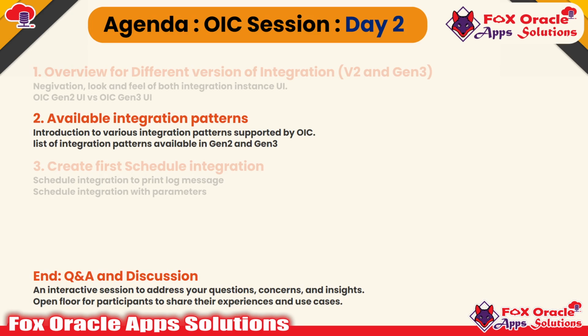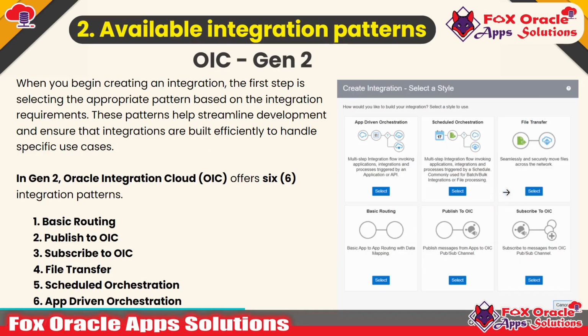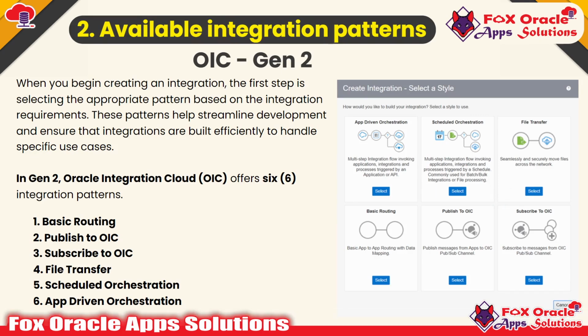When we say patterns, you can consider them as types. So what types of integration are available in Oracle Integration? Let me first show you Generation 2. In Generation 2, we have a total of six types of integrations, or six patterns. You can make a note of this point, because most interviewers ask how many types of patterns are available in OIC to create integrations. All six patterns are there.